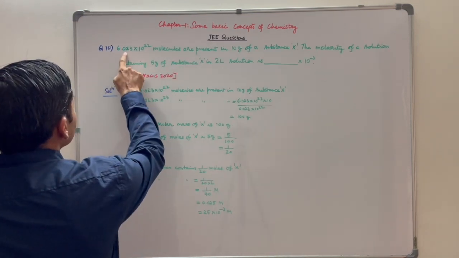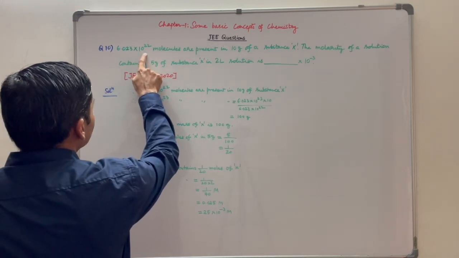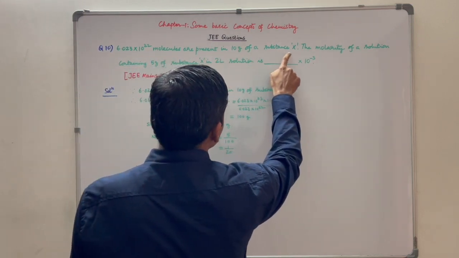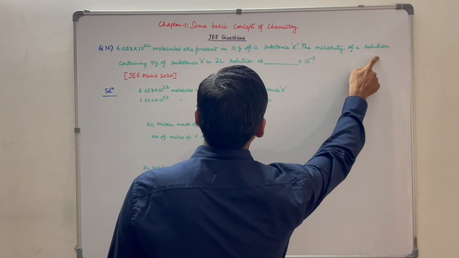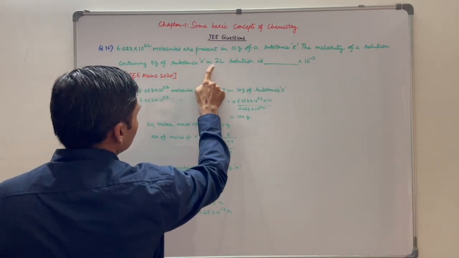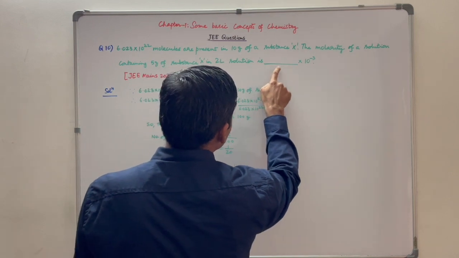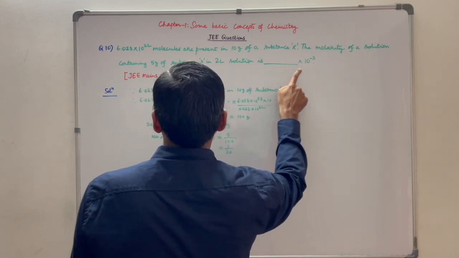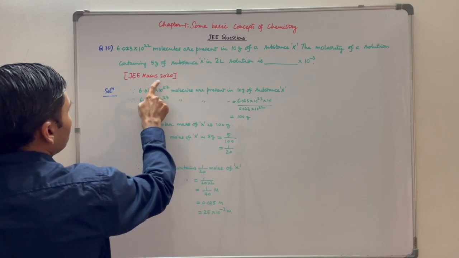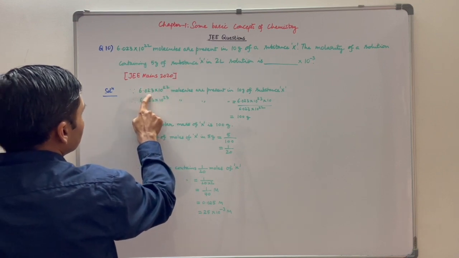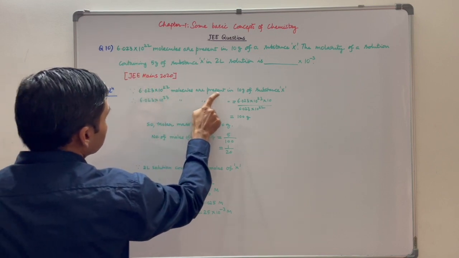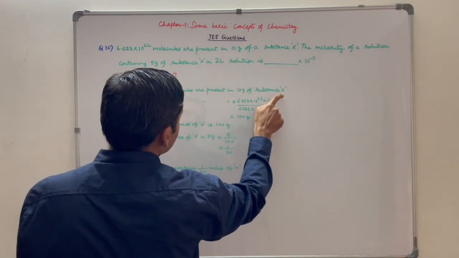10th question, 6.023 into 10 to power 22 molecules are present in 10 gram of a substance X. The molarity of a solution containing 5 gram of substance X in 2 liter solution is dash into 10 to power minus 3. This question appeared in JEE Mains 2020. We will form our logic as 6.023 into 10 to power 22 molecules are present in 10 gram of substance X.